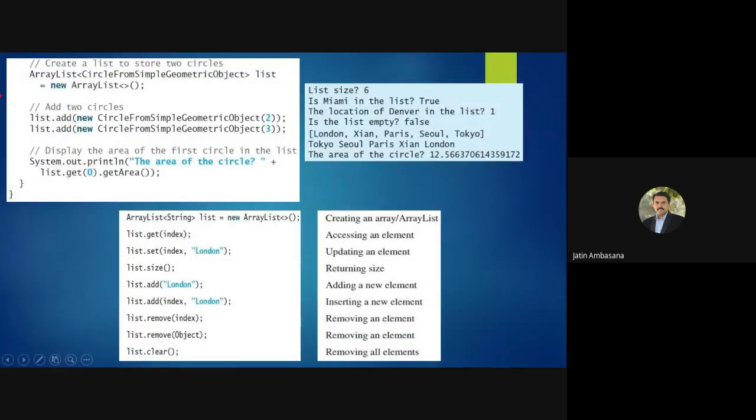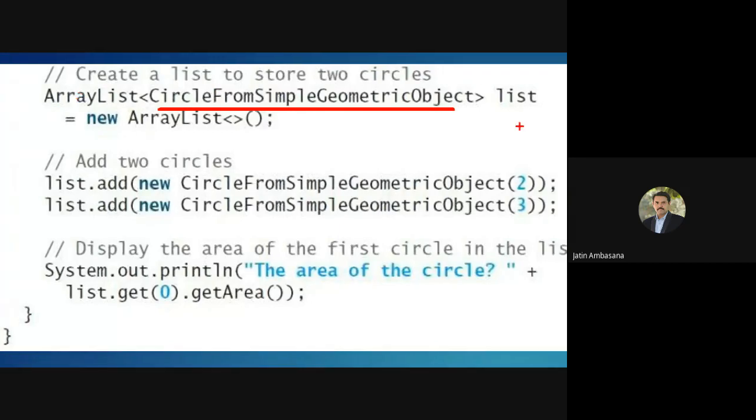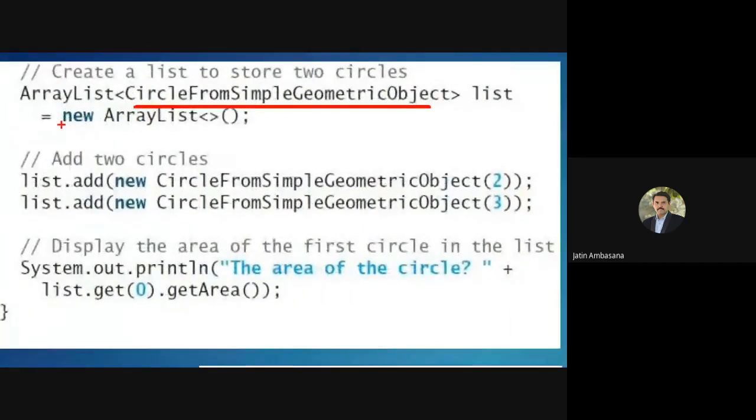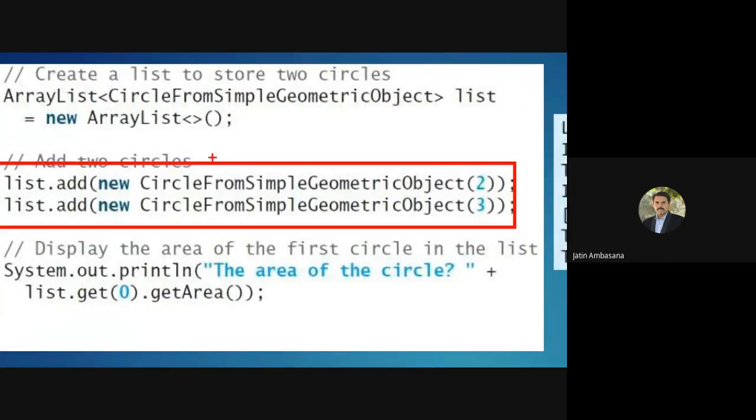Now see, you can even have objects of different types. Like, you can have an array list of different types also. Like, say for example, you can create a list to store two circle objects like this. Circle from simple geometric object. That's a class, right? So you say array list list is equal to new array list, and now you add two new circle from simple geometric objects with some radius, two or three. You see that?